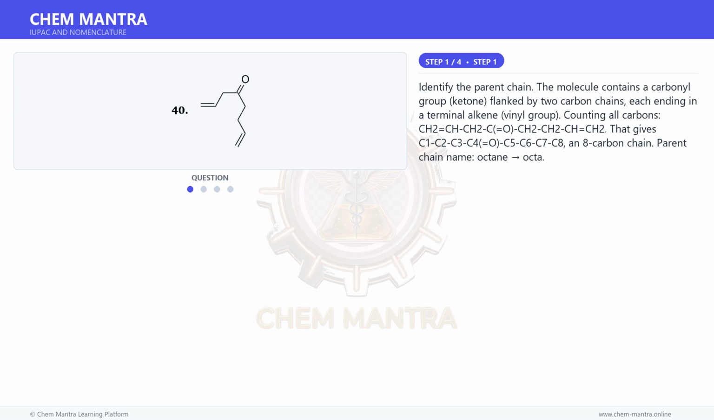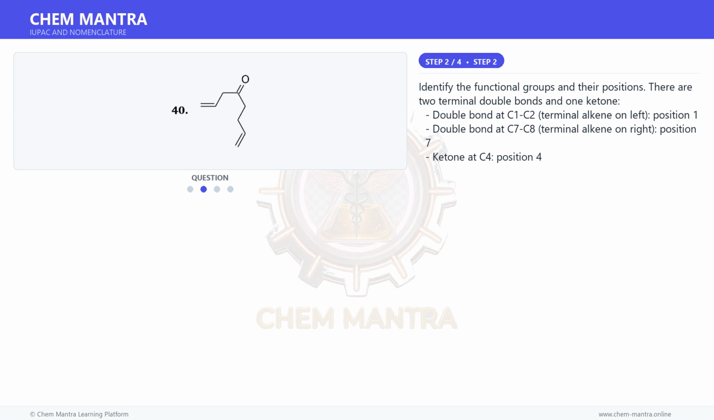Identify the parent chain. The molecule contains a carbonyl group, a ketone, flanked by 2 carbon chains, each ending in a terminal alkene, a vinyl group. Counting all carbons, CH2=CH, CH2, C=O, CH2, CH2, CH=CH2. That gives C1, C2, C3, C4=O, C5, C6, C7, C8, an 8 carbon chain. Parent chain name: octane, octa. Moving on to the next step.